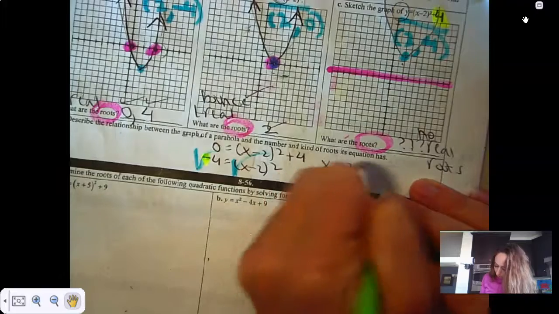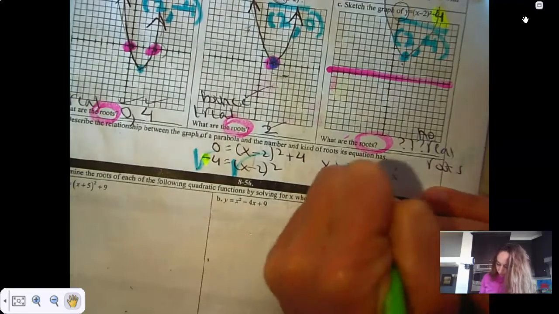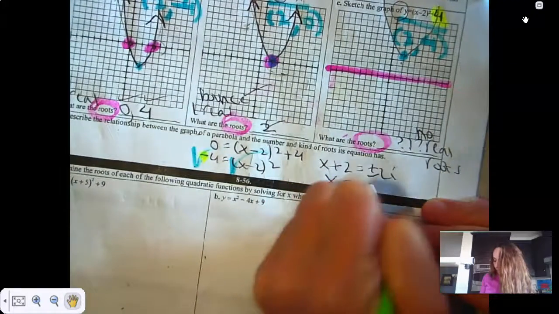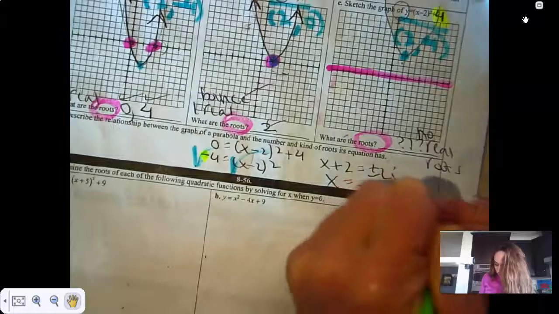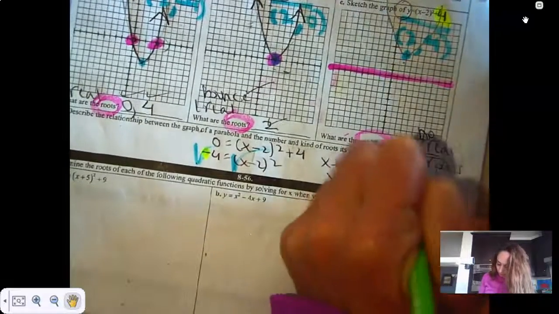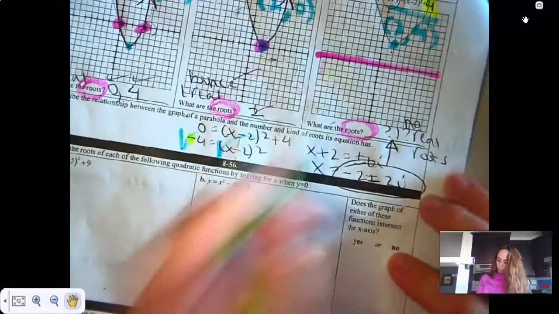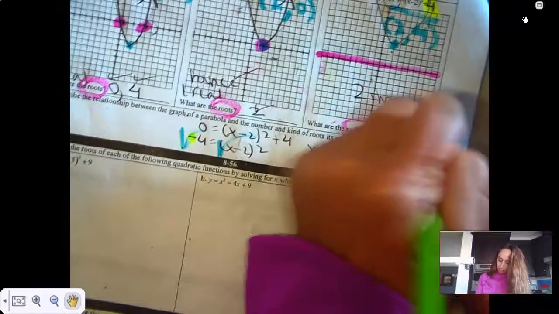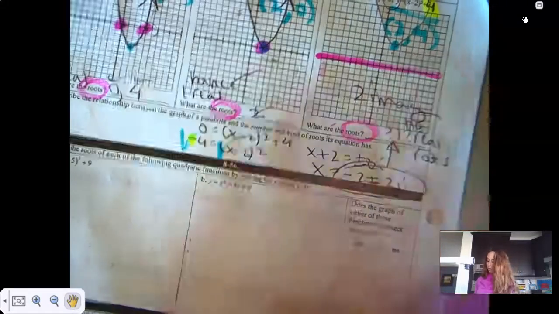So it's x plus 2 equals plus or minus 2i. So x equals -2 plus or minus 2i. So these are my roots. I now have 2 imaginary roots. Okay? So let's extend to do that for this one.